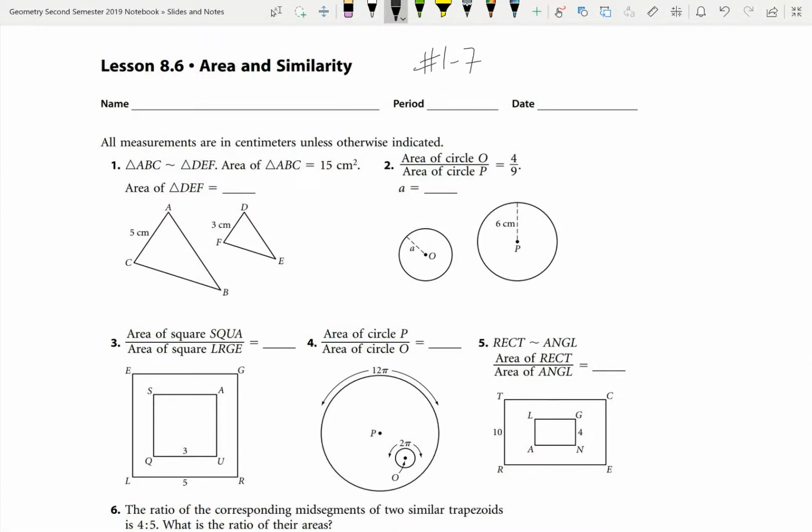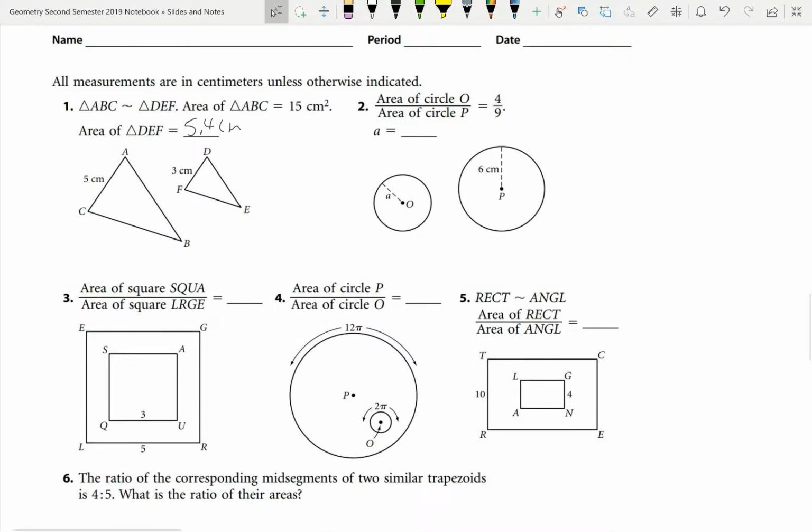For number 1, your answer should be 5.4 centimeters. You're going to get that by setting up a ratio of the areas, which is just the ratio of the side length squared. The area of the large one is 15. You need to find the area of the small one. So that's 25 over 9 equals 15 over x. Then you just cross multiply, and when you solve for x, you should get 5.4. You're just going to put units on the end of that.